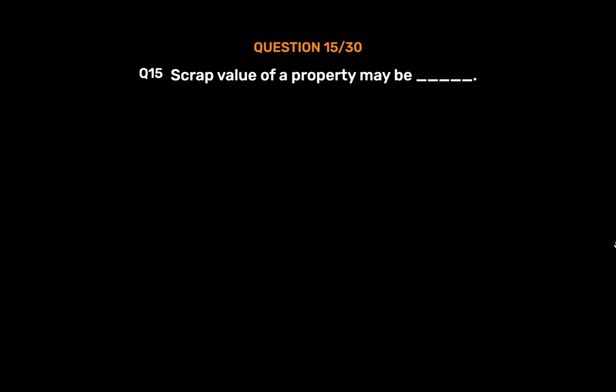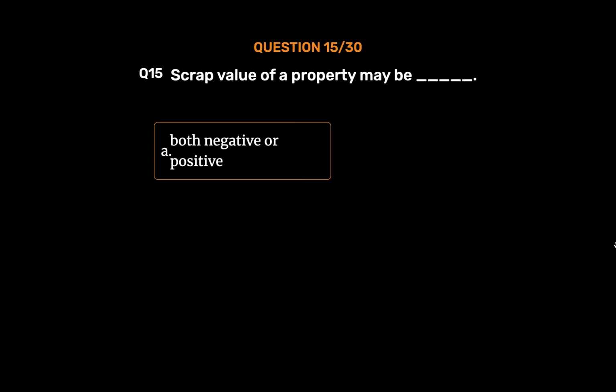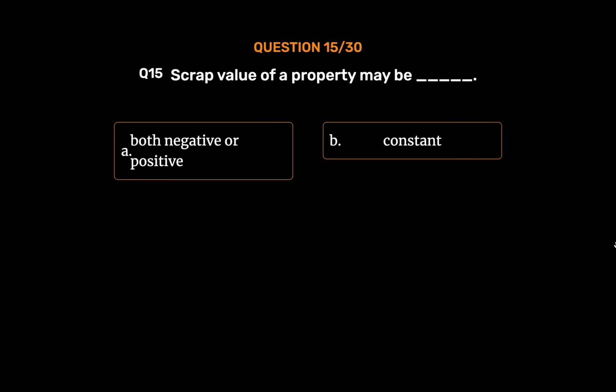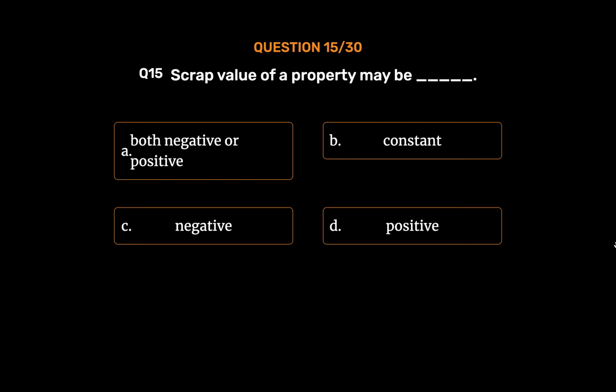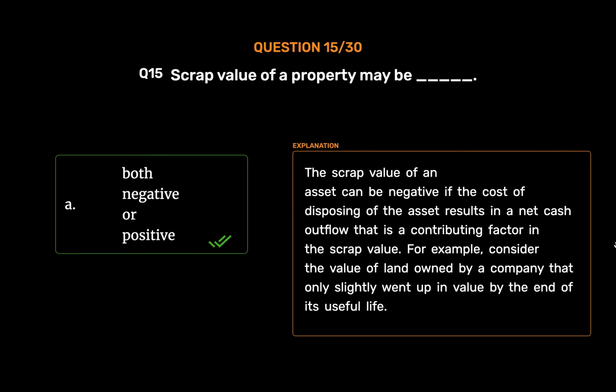Question number 15. Scrap value of a property may be underscore. Option A, both negative or positive. Option B, constant. Option C, negative. Option D, positive. The correct answer is option A, both negative or positive. The scrap value of an asset can be negative if the cost of disposing of the asset results in a net cash outflow that is a contributing factor in the scrap value. For example, consider the value of land owned by a company that only slightly went up in value by the end of its useful life.